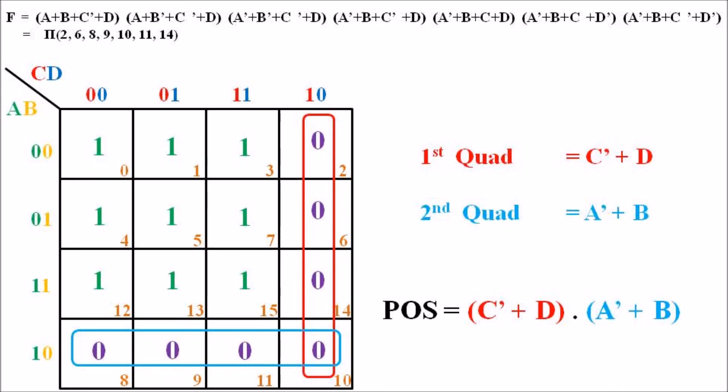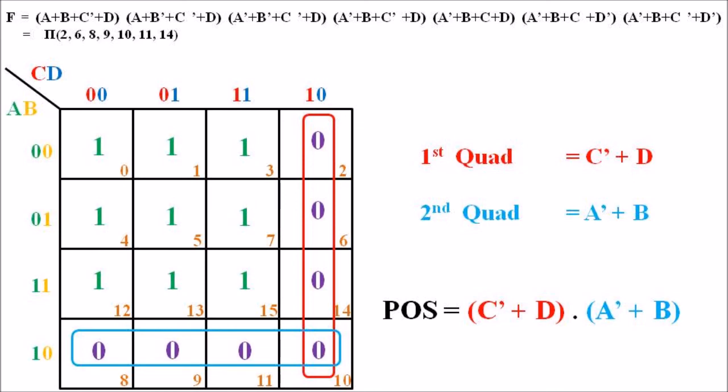Our given function was Pi of 2, 6, 8, 9, 10, 11, 14, and the reduced form, or the POS representation, is equal to (C' + D)(A' + B). Hope you have understood this topic.